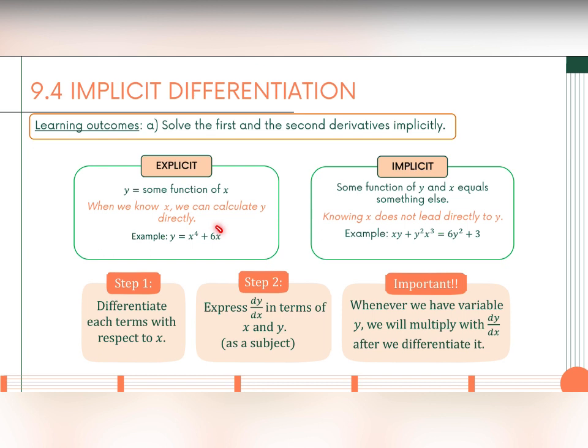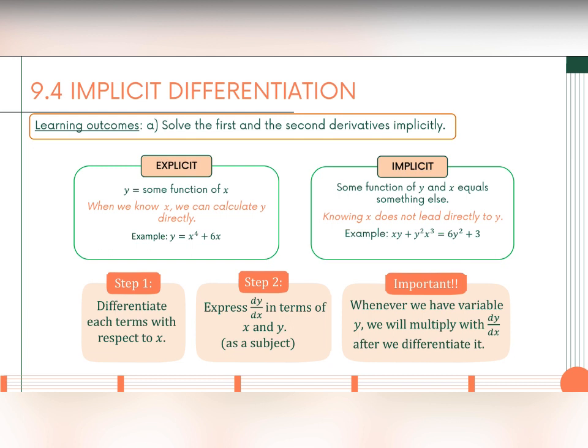For example, contoh macam inilah. So let's say dia suruh cari value of y when x equals to 3. So gantikan terus 3 dalam ni, directly kita akan dapat value of y. Okay, that is explicit. So implicit pula, tadi saya kata dia adalah some function of y and x equals to something else. Okay, apa maksud dia? So, dia berbeza dengan explicit lah. Kalau explicit, kita boleh dapat directly value of y. Kalau implicit, when we substitute, we still need to do some calculation so that kita boleh cari value of y. Okay, so maksudnya kita tak akan dapat value of y directly lah. Sebab tu kat sini dia beritahu, knowing x does not lead directly to y.